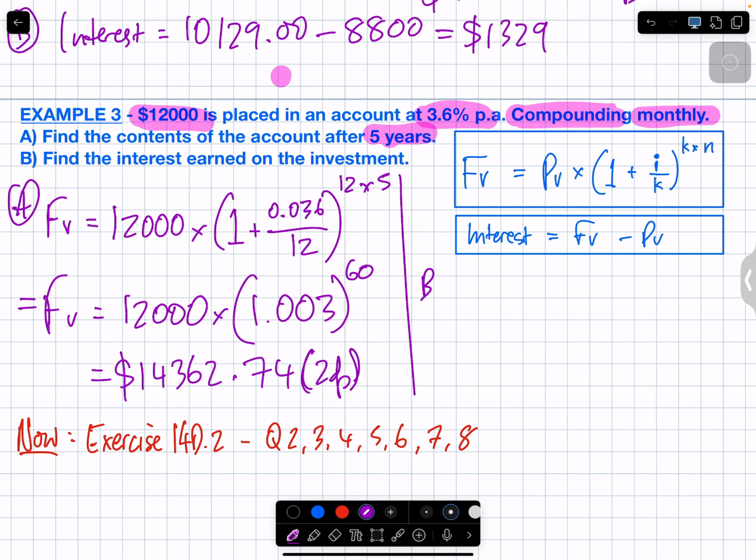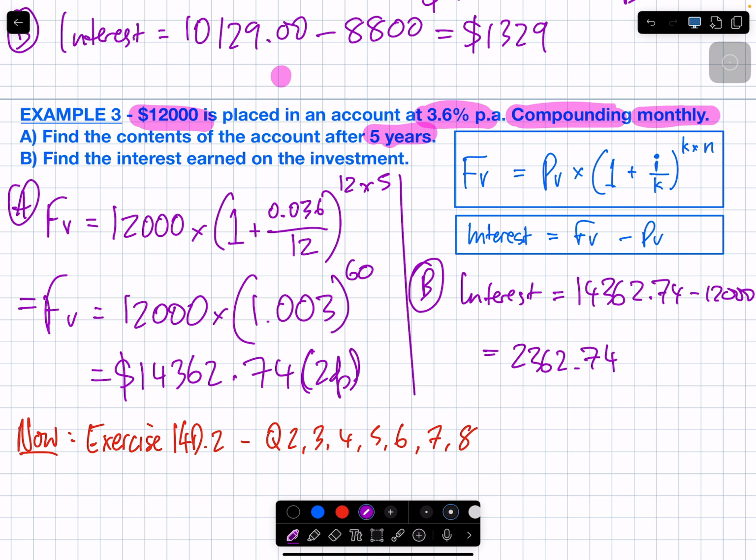That's B. Find the interest earned on the investment. Interest is what it grew to. It grew to $14,362.74 minus what I put in, $12,000. So that bank paid me $2,362.74.